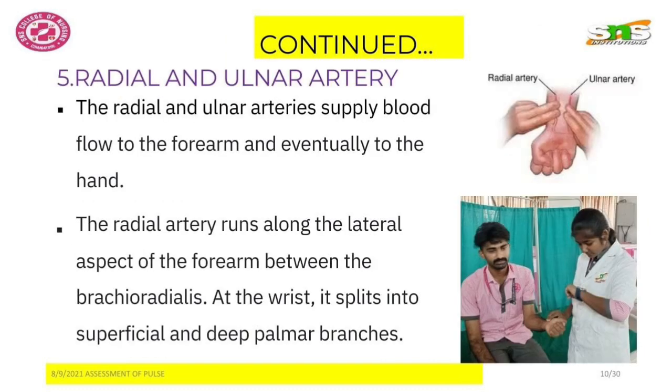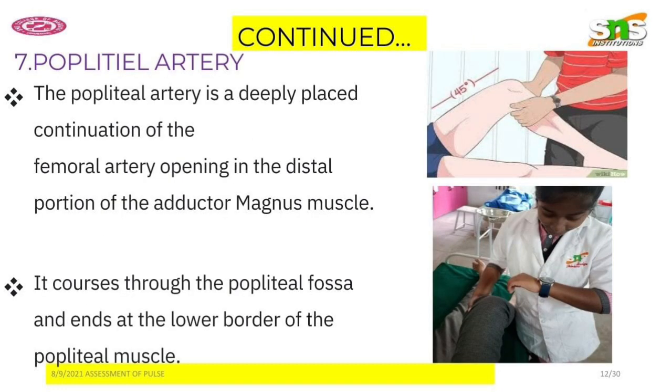Radial and ulnar artery. The radial and ulnar arteries supply blood flow to the forearm and eventually to the hand. The radial artery runs along the lateral aspect of the forearm between the brachioradialis. At the wrist, it splits into superficial and deep palmar branches. Popliteal artery. The popliteal artery is a deeply placed continuation of the femoral artery, opening in the distal portion of the adductor magnus muscle. It courses through the popliteal fossa and ends at the lower border of the popliteal muscle.